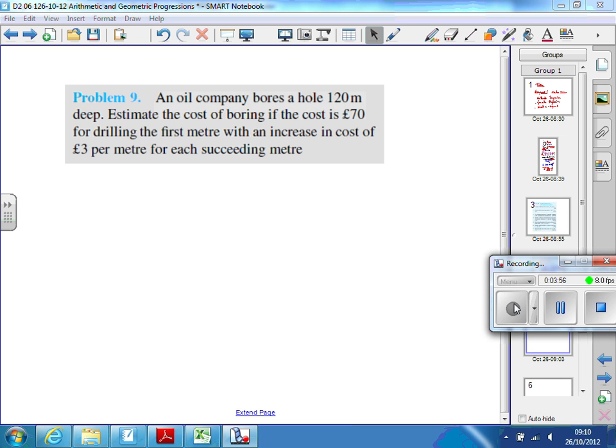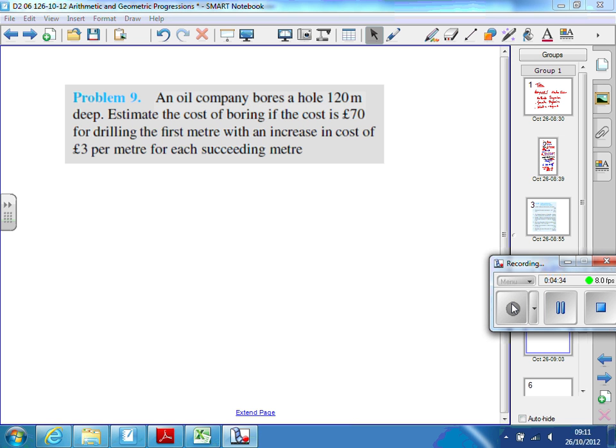So let's have a look at work problem number 9. I'm not sure what page that's on, but it'll be round about there somewhere. We've got an oil company and it bores a hole 120 metres deep. Estimate the cost of boring if the cost is £70 for drilling the first metre, with an increase in cost of £3 per metre for each succeeding metre. The further you go down, you can imagine it's going to cost more to extract the material. So this oil company has worked out it's going to cost them £3 extra per metre. So it's an arithmetic progression.